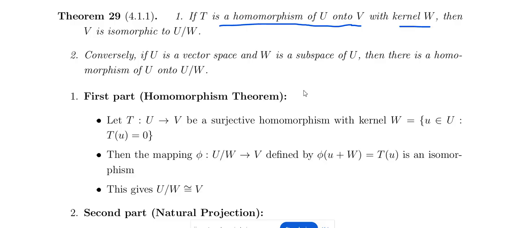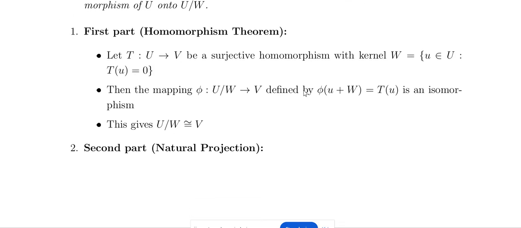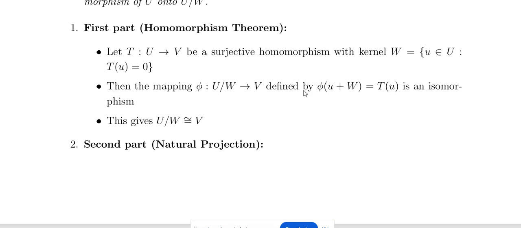Then V is isomorphic to U by W, and there is a homomorphism of U onto U by W in the case where U is a vector space and W is a subspace of U. So the homomorphism theorem means T from U to V is a surjective, that is onto, homomorphism with kernel W, the collection of the elements of U which go to the identity element of V, that is T of U equal to 0. That collection is called the kernel W.